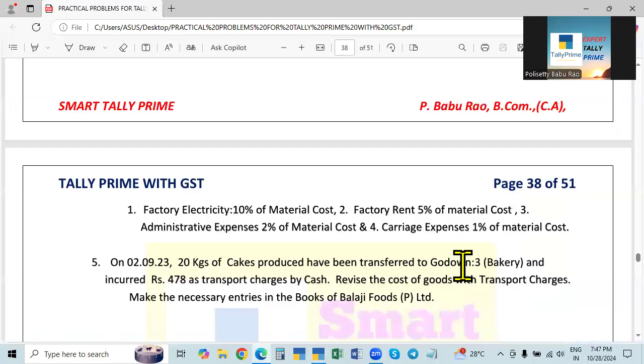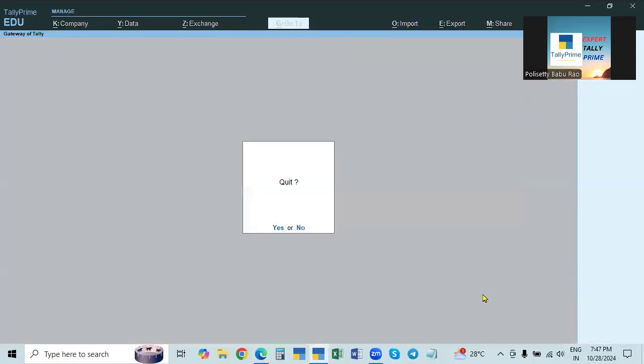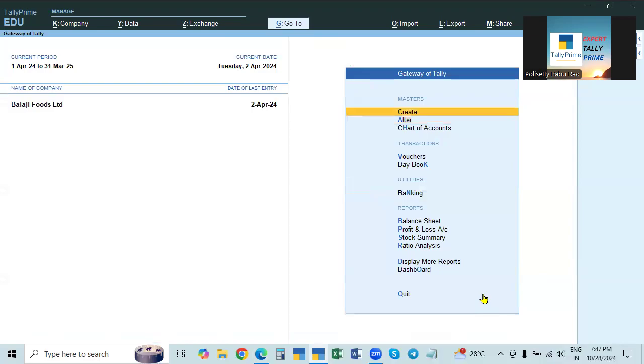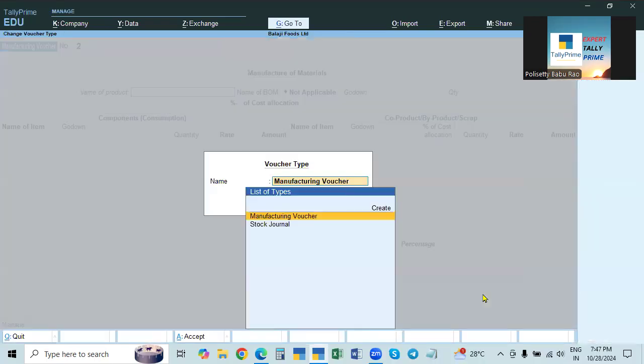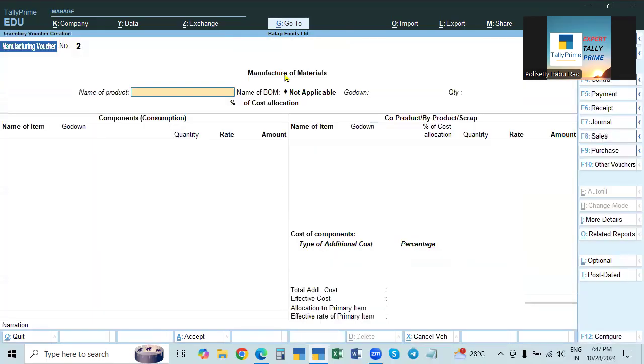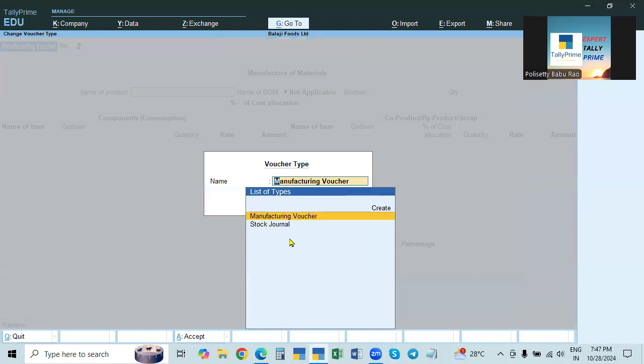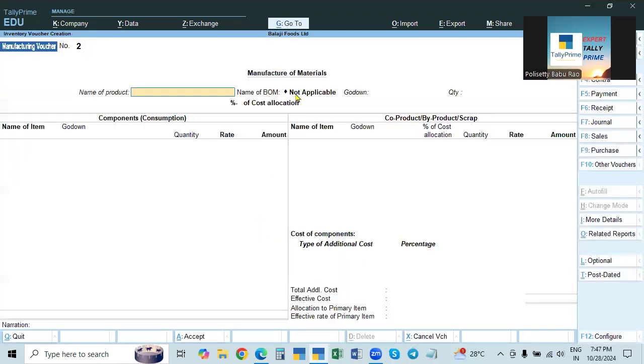For transferring that to the bakery, we have to use transfer of material, not manufacturing. For transfer of material, we have to use Alt F7, stock journal. This means transfer of material only. See here, manufacturing journal is manufacture of material. Alt F7, stock journal, select.